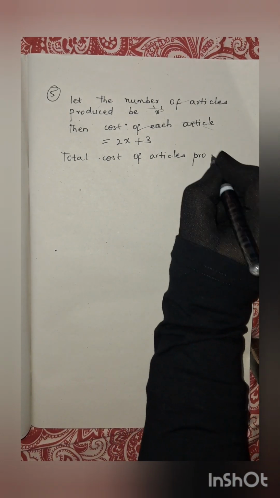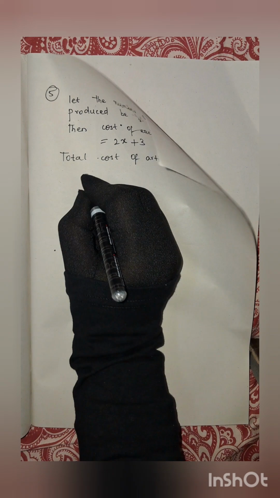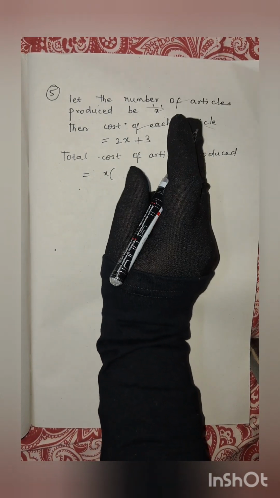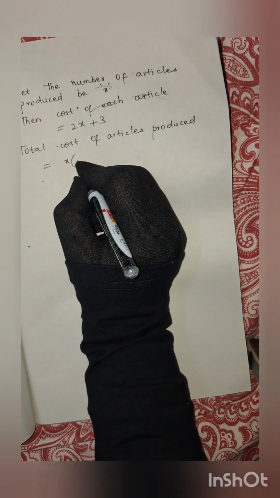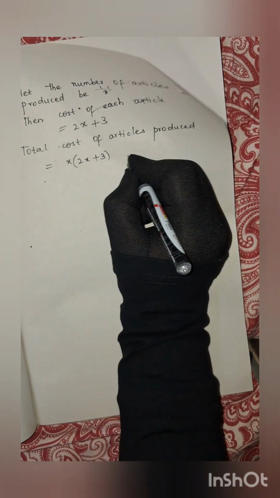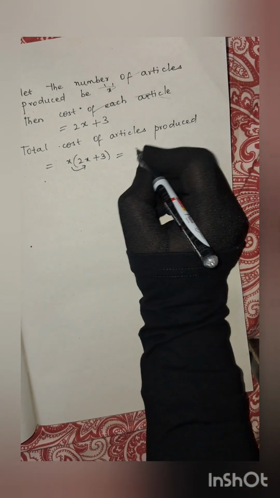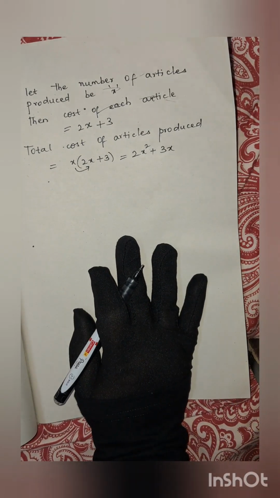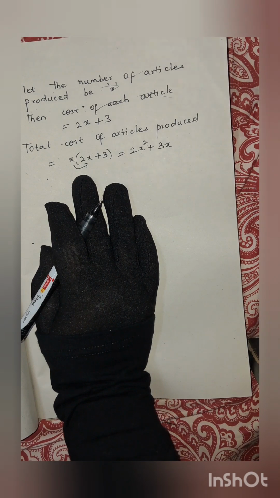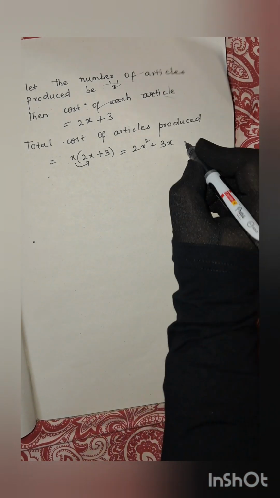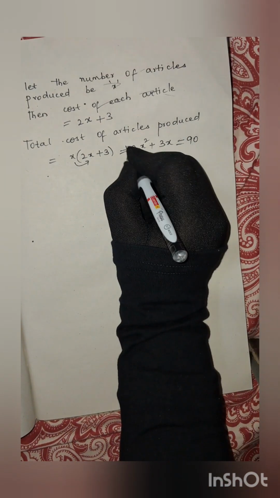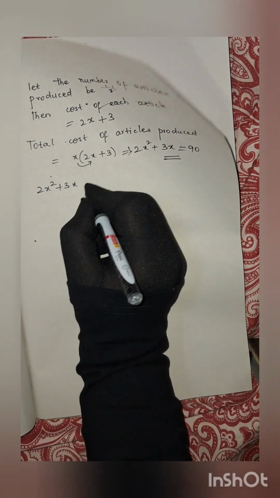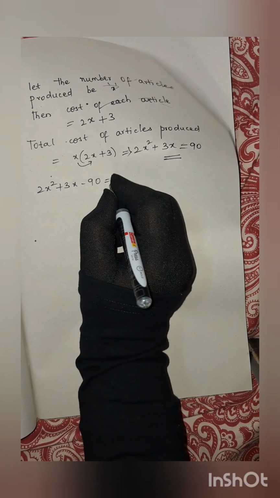Articles produced will be x, which is the number of articles. The extra thing is what they produce on that day. So x into (2x plus 3): 2x into x is 2x square, plus 3 into x is 3x. So 2x square plus 3x. But in the question they said that the total cost of production on that day was equal to 90. So this is our equation. 2x square plus 3x, taking 90 this side, minus 90 is equal to 0.